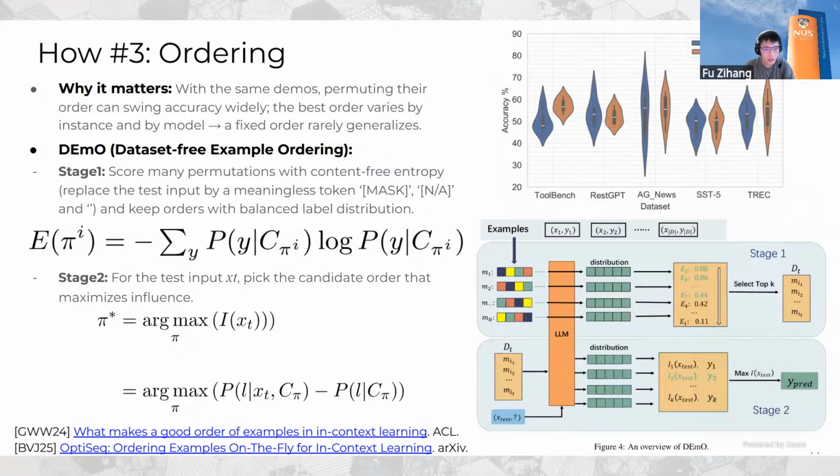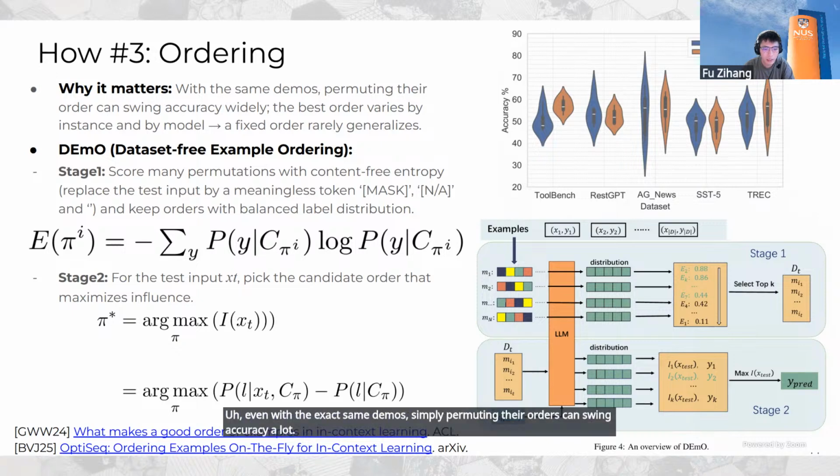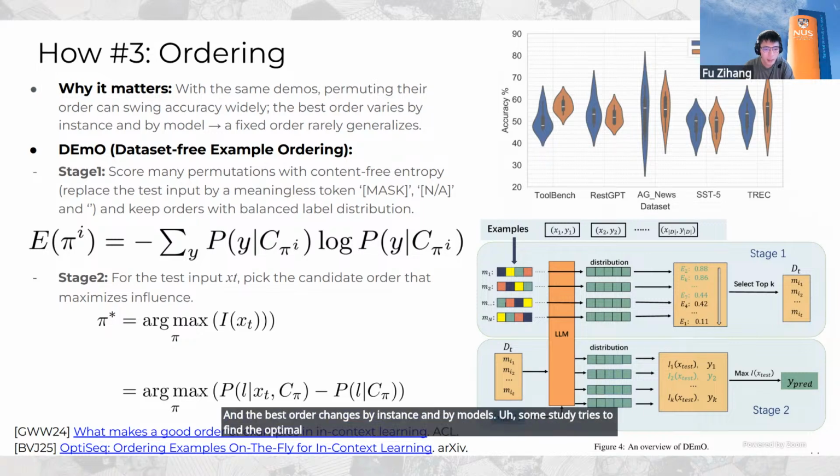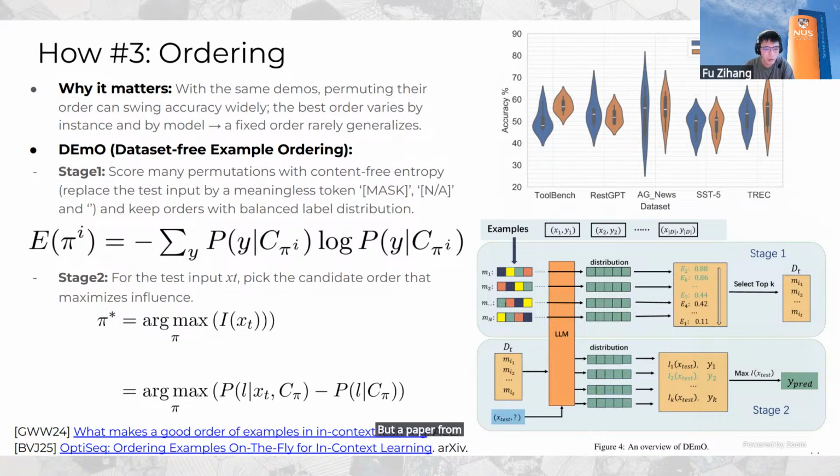Then let's see the plot on the right side first. Even with the exact same demos, simply permuting their order can swing accuracy a lot. And the best order changes by instance and by model. Some studies try to find the optimal ordering by relying on an extra in-domain dataset. But a paper from ACL 2024 introduces DemoOrder, a dataset-free example ordering method.